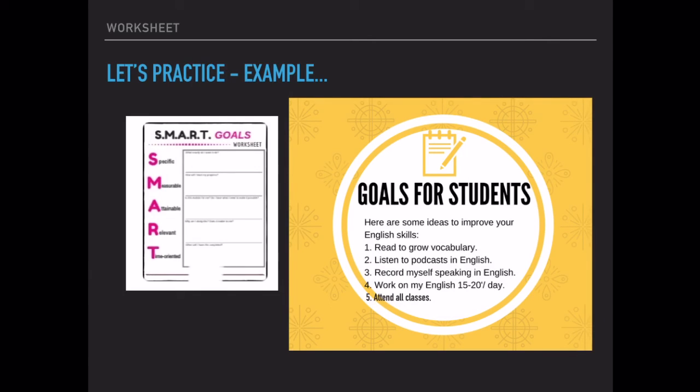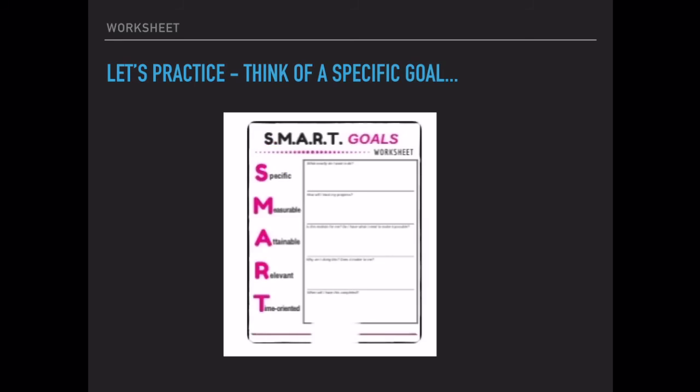Let's practice. Some goals for students might be to improve your English skills. You can read to grow vocabulary, listen to podcasts in English, record yourself speaking in English, work on your English 15 to 20 minutes a day, or attend all your classes. Think of a specific goal. Can you write down the answers to make it specific, measurable, attainable, relevant, and time-oriented?